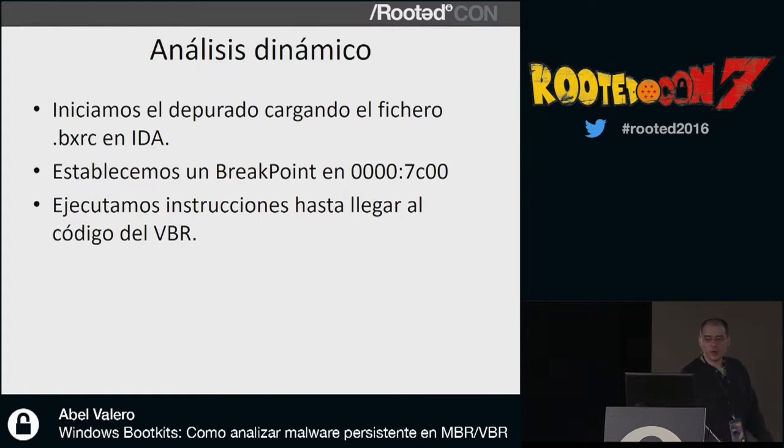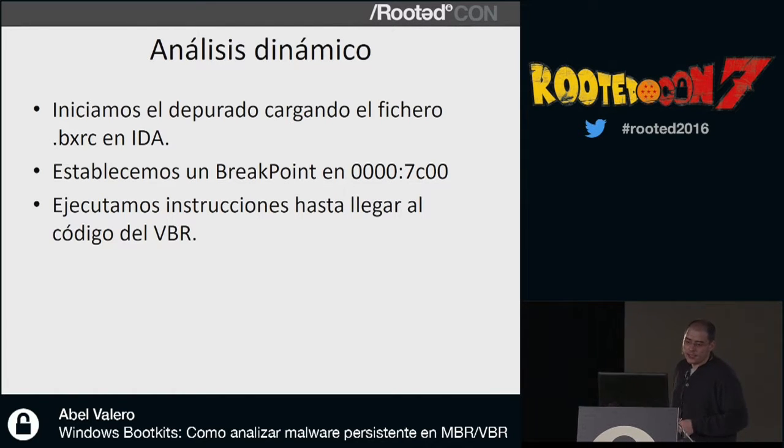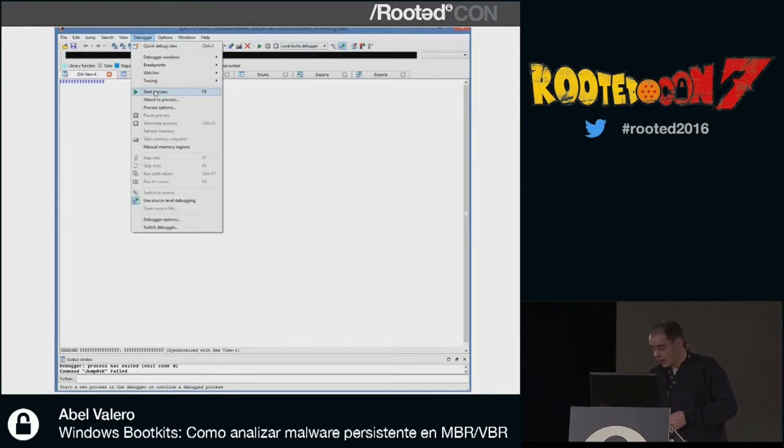So debugging a BootKit. We start by loading the file in IDA. The BXRC file, we drag it and drop it into IDA. So we establish a breakpoint at that address, 0000:7C00. That is where the VBR is loaded. So we run instructions until we reach the VBR.